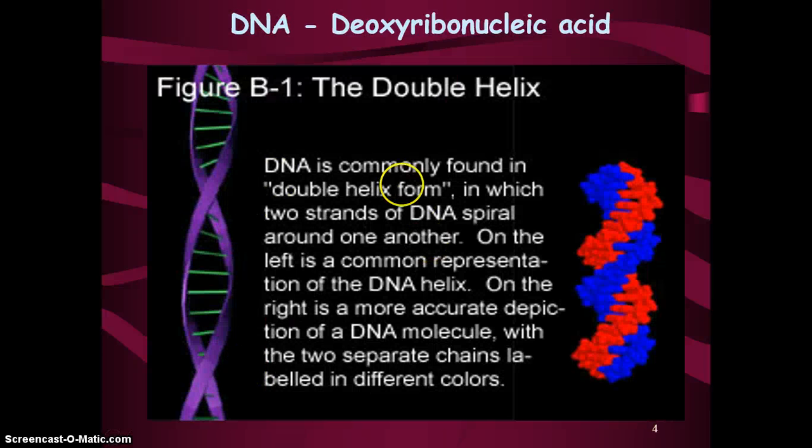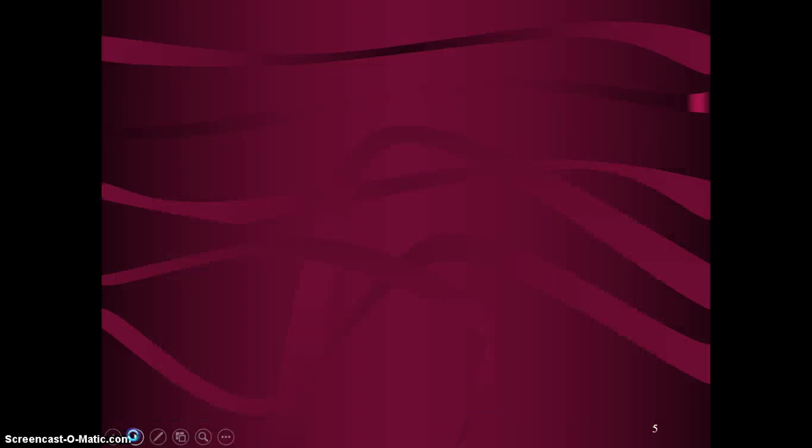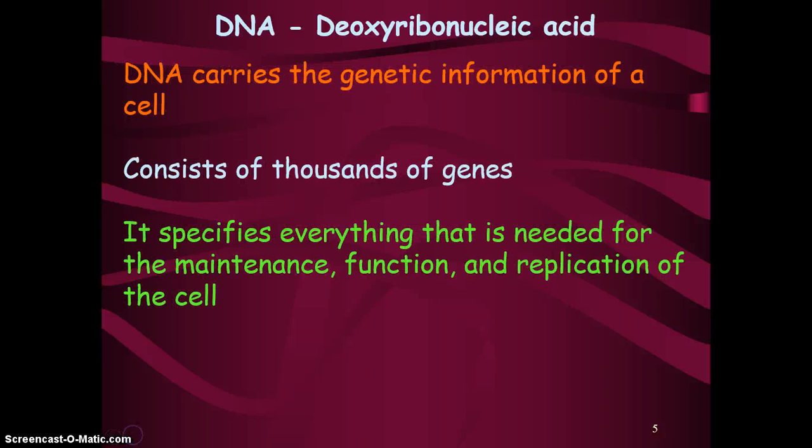And we went into depth quite a bit last year on DNA and the structure of DNA and coding for proteins. We won't go that in depth with the anatomy. We will talk about some genetic disorders as we go throughout the systems, and those genetic disorders, of course, occur on this level, the molecular level of DNA. As I said before, DNA carries that genetic information, and there are thousands and thousands of genes, and it specifies everything that's needed in those genes to maintain and to function and replicate cells.